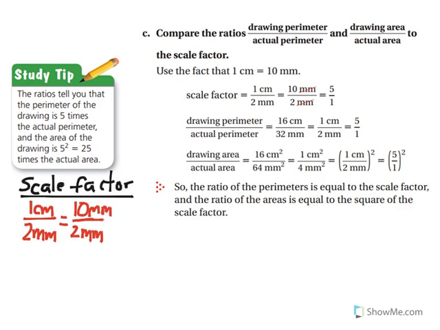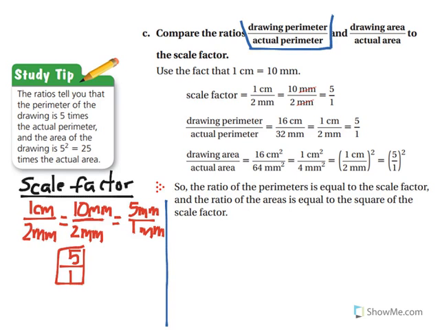Now, we are able to simplify this, so we can divide both of these by 2. And so we end up with 5 millimeters over 1 millimeter. So 5 over 1 is our scale factor. Our next part is to find the drawing perimeter compared to the actual perimeter. All right, so let's look at perimeter next.